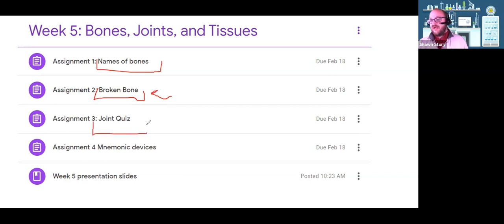I have a joint quiz. So we have those 6 different joints and you have to label them and give examples of those 6 different joints. And then I have a little reflection on mnemonic devices, specifically the one we just talked about with the bowl of rice, right? Rice, R-I-C-E, rest, ice, compression, elevation, and how learning those types of devices can help us learn terms and vocabulary to pass the CNA exam.